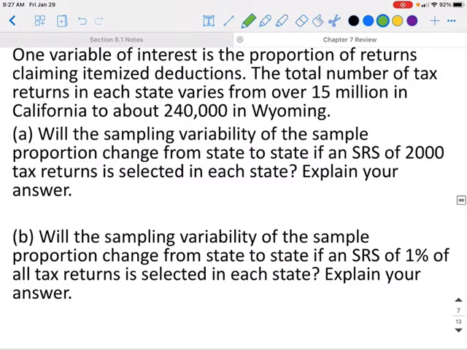Now for part B, will the sampling variability of the sample proportions change from state to state if the simple random sample is just 1% of the tax returns in the state? Since 1% of the tax returns in California would be a lot more than 1% of the tax returns in Wyoming, because California has a larger population, these sample sizes would be different. So the variability for California would be smaller than the variability for Wyoming because the sample size is larger.